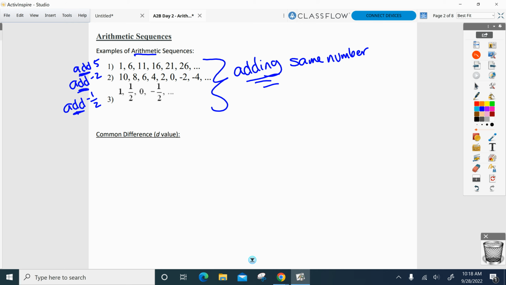That number I add, I got a name for it. Common difference. All right, common difference. That's the number you are being added. So what was my common difference in number 1? What's the common difference in sequence number 1? 5. What's the common difference in sequence number 2? -2, and then in 3? -1/2. It's what I'm adding. I'm going to refer to that in a minute because I'm going to show you guys a formula that's going to be called my D value. D for common difference. That's called the D value.